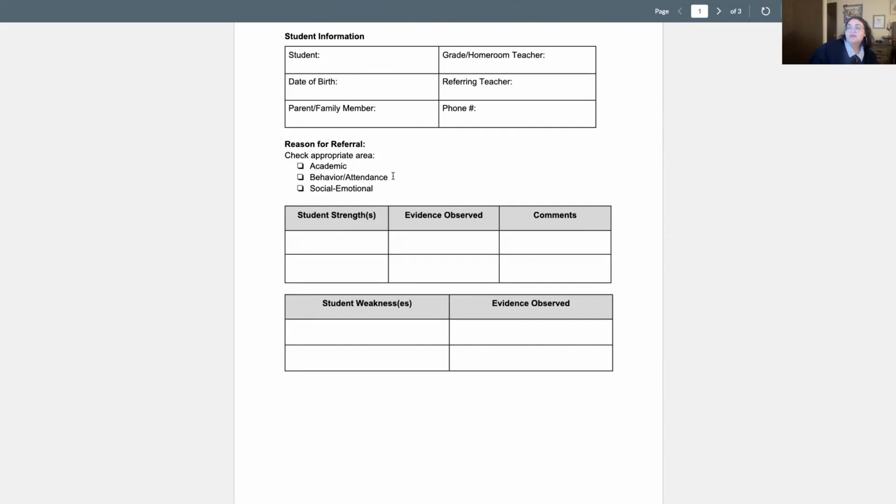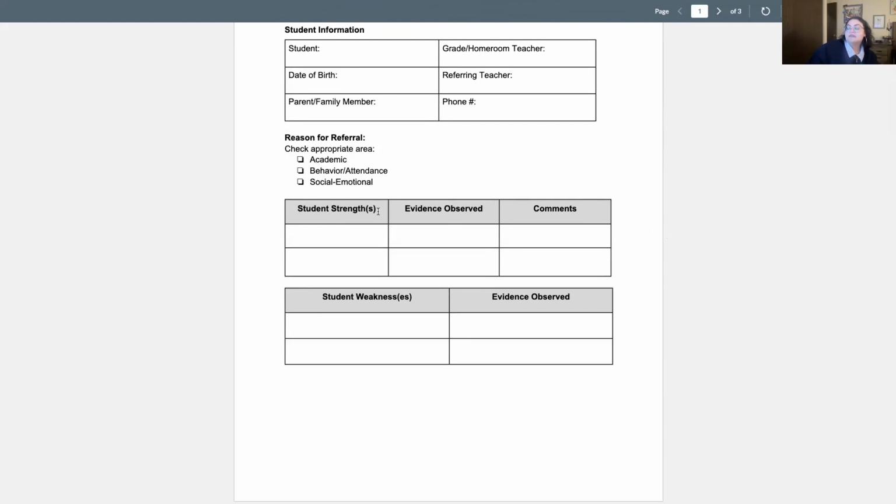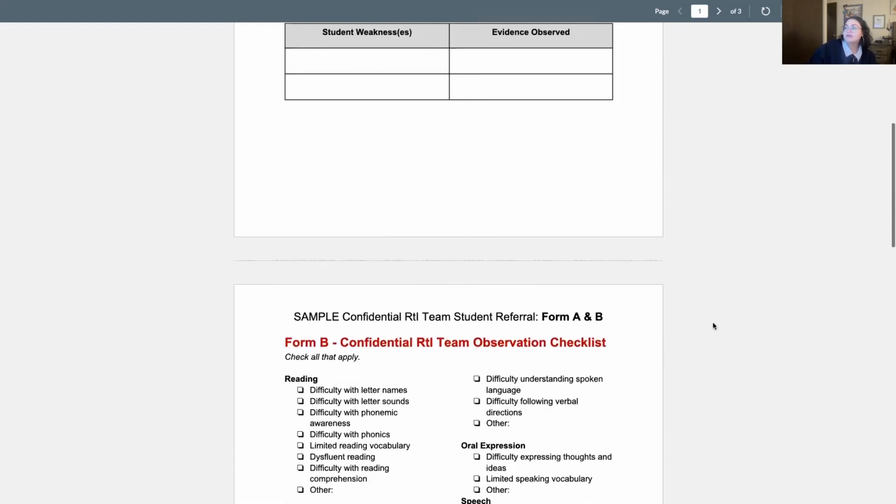Reason for referral, very important for me to understand. Give me some strengths. How do you know that this is a strength? What are some additional comments that would be helpful to know this information? Same thing for weaknesses, evidence. How do you know that this is an area of need or weakness?